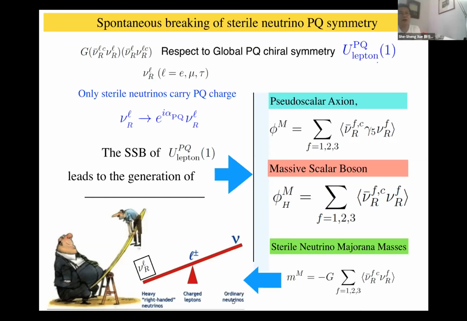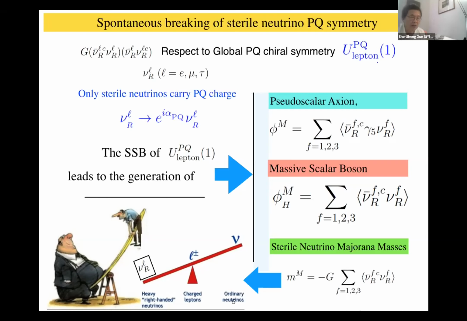One is this pseudoscalar, which is actually the axion. This is something like the Goldstone mode in the standard model, which is eaten and becomes the longitudinal mode of the W and Z boson. However, here, because the sterile neutrino has no gauge coupling, this very light pseudoscalar mode is just present in the ground state, playing the role of a very extremely light axion.